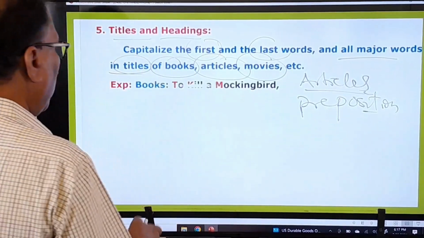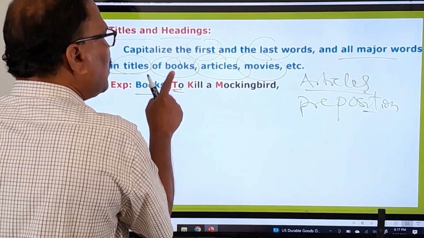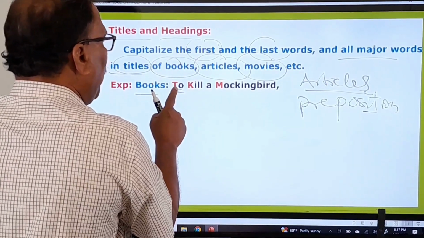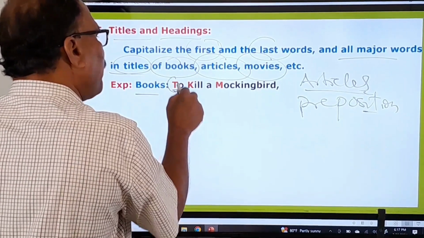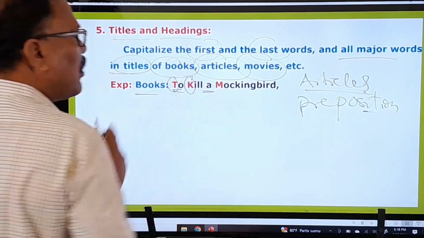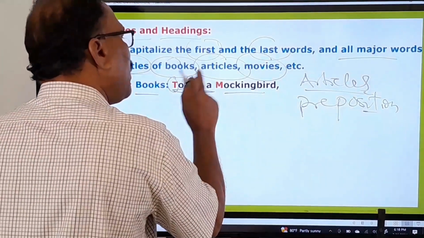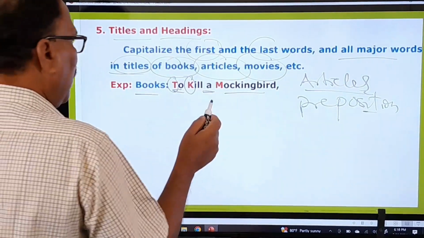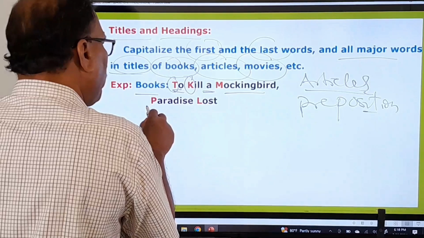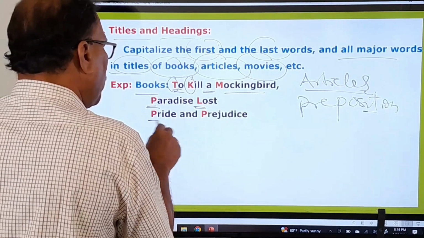And I'm going to give you here books. To Kill a Mockingbird: To is a preposition, but it is occurring at the beginning of the title of the book, and that's why it's capitalized. Kill is a major word. A is an article, it's not capitalized, please learn it. To Kill a Mockingbird is the name of a book. And here Paradise Lost, P is capitalized, L is capitalized. And here Pride and Prejudice, P and P.